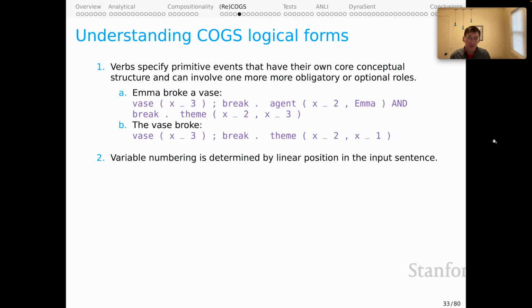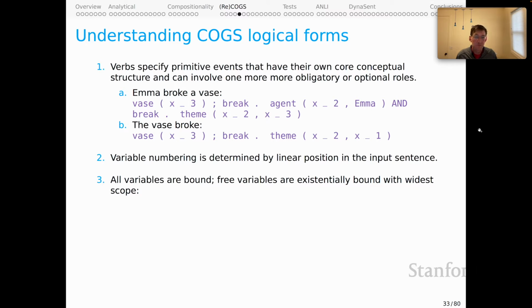In COGS, variable numbering is determined by linear position in the input sentence. That is, for example, the reason that we're using the variable x2 here for the event description is because the verb break, which anchors that event, is in position 2 in the input sentence. That turns out actually to be a really important feature of these logical forms that seriously impacts the performance of modern models, especially ones with positional encoding.